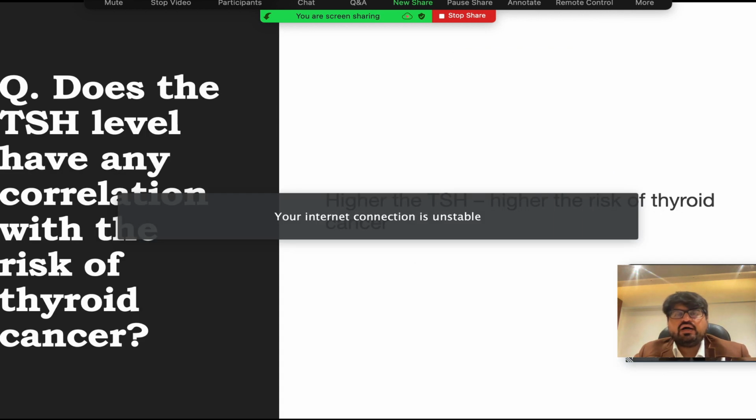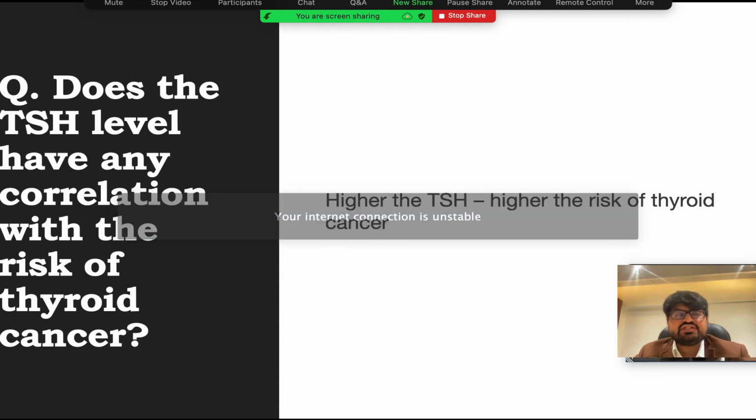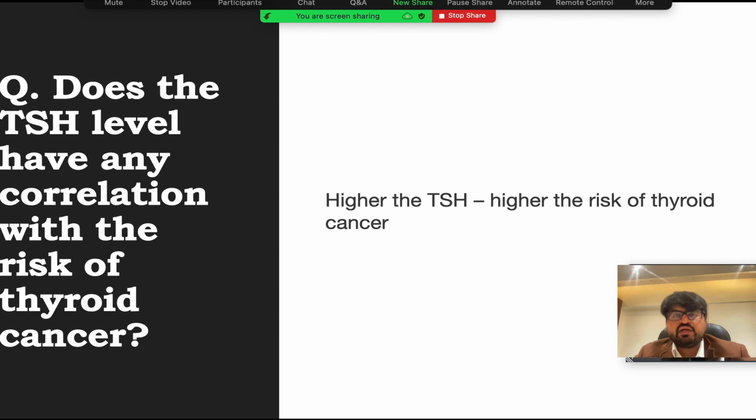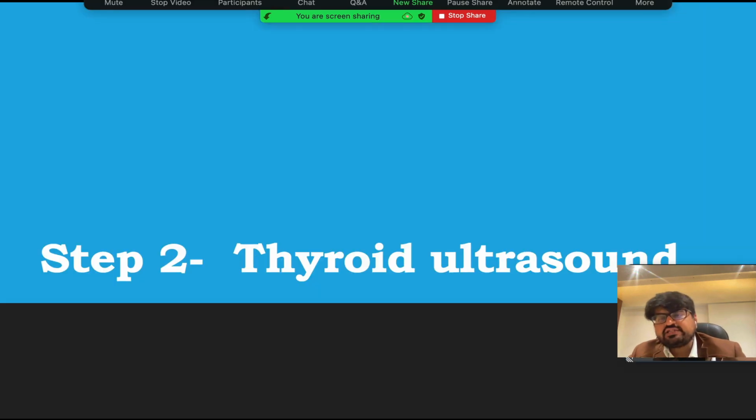So again, is there a relation between the TSH level and the risk of thyroid cancer? Yes. So when you have a higher TSH, the risk of thyroid cancer is higher, the risk of malignancy is higher. So the higher the TSH, the more likelihood that the patient could have an underlying malignancy. Now let's look at the ultrasound.